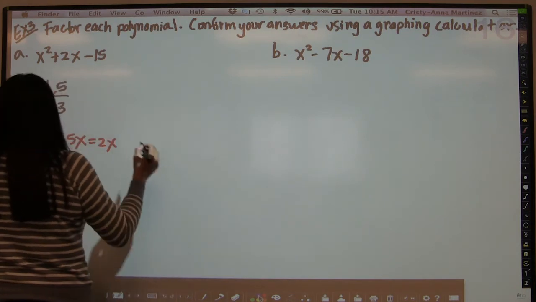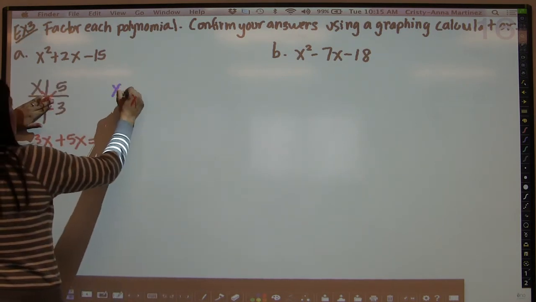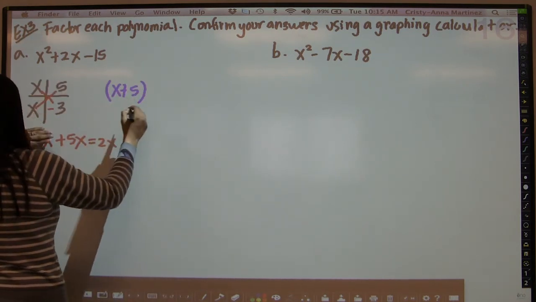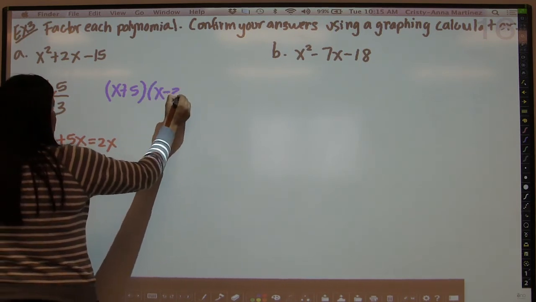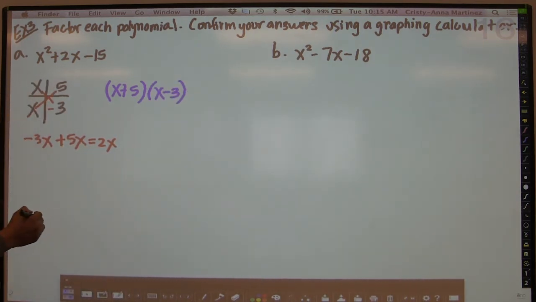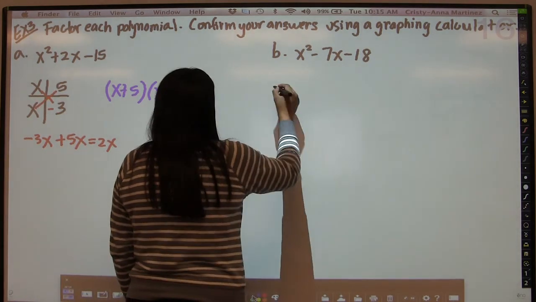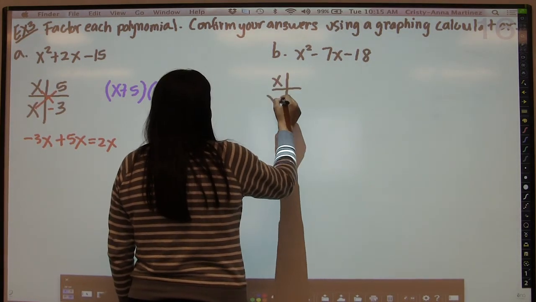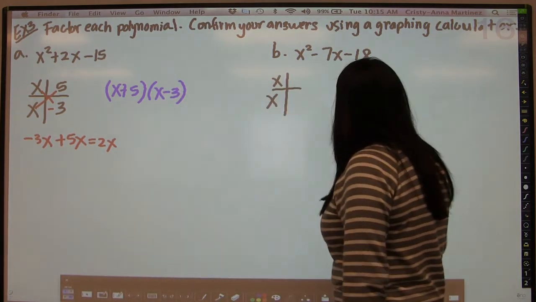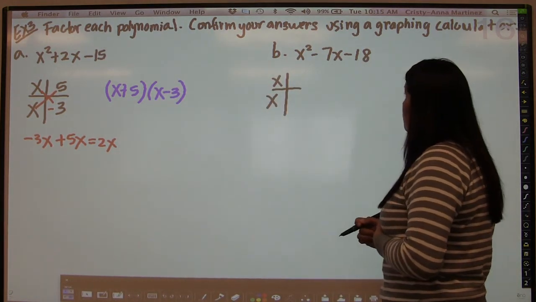It's all organized, and so on the top, my answer is going to be x plus 5. And on the bottom, we're going to get x minus 3. So that's factored there. And then over here, we're going to do the exact same thing. We're going to get x and x. For the 18, we're going to go with 9 and 2.